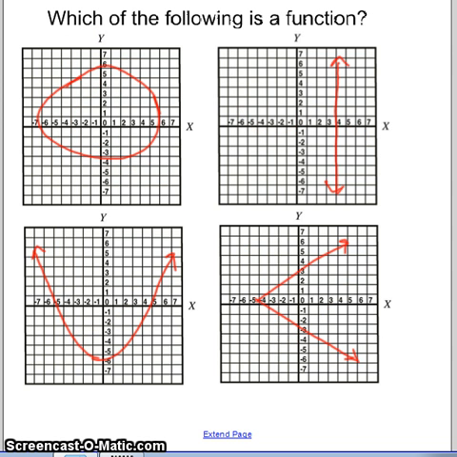The next question says which one is a function. That means 3 of them are not. And the 3 that are not are the ones that I can draw vertical lines through and hit it more than once. Now this one down here, there's nowhere I can draw a vertical line and hit it more than once. So the one on the bottom left is a function.